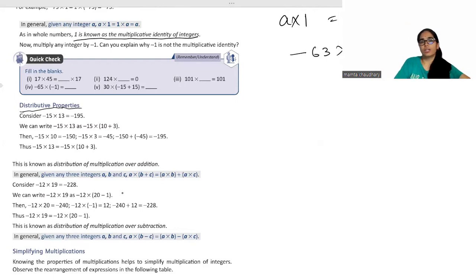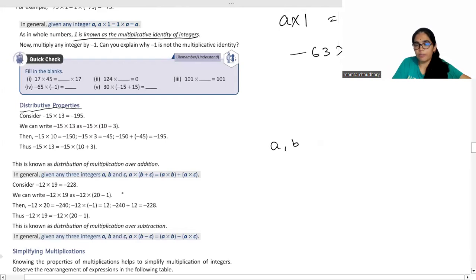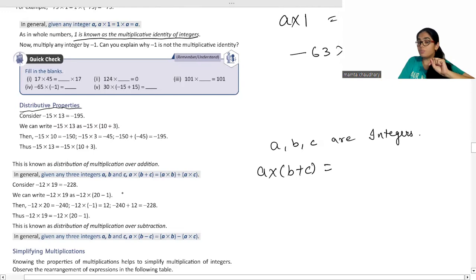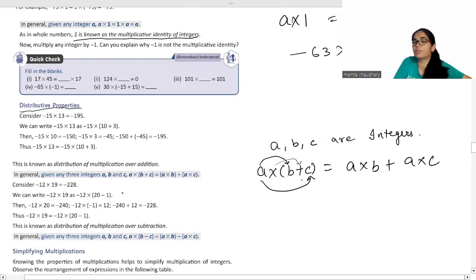Suppose A, B, and C, these three are integers, any integer. Then A multiplied by B plus C can be written as, now we are distributing this multiplication over addition. We'll take A with B, A multiplied by B, then plus sign. Now we'll take A with C, A multiplied by C. So this is called basically distributive property.